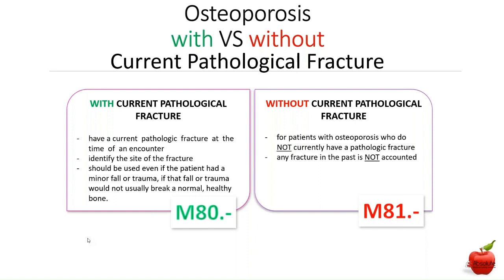Now, if it's without a current pathological fracture, this is for patients with osteoporosis who do not currently have a pathological fracture. Any fracture in the past is not accounted for. That makes sense because we are capturing things after the diagnosis. So you would use M81 followed by whatever is specific for that code.